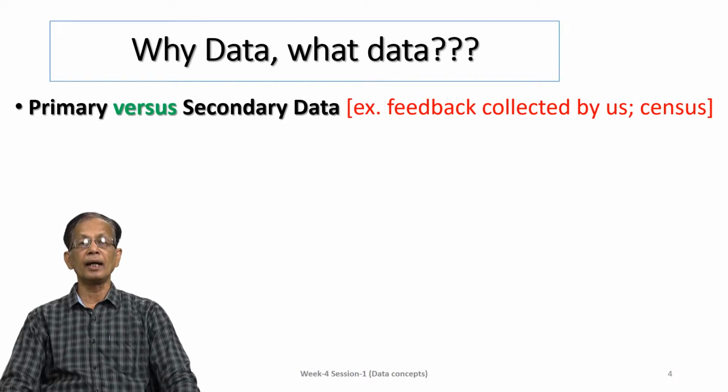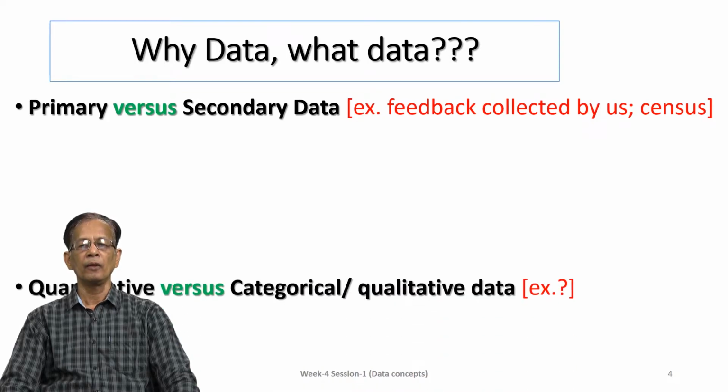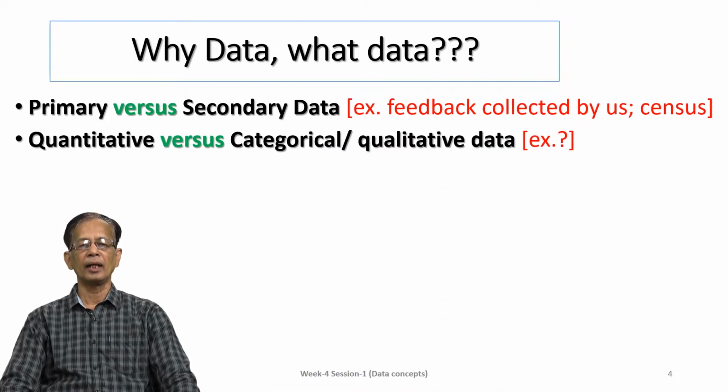Now, from another angle, we can classify data into two ways: qualitative data and quantitative data. Suppose the amount of rainfall, that is quantitative data. Now, suppose how much care parents give to the siblings or the children, it could be qualitative data. And you can also classify into categorical data.